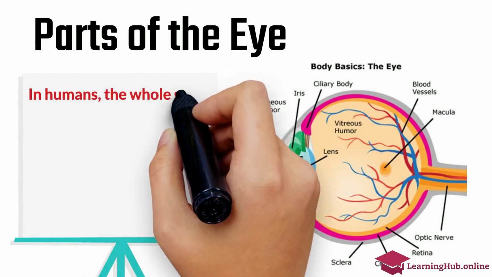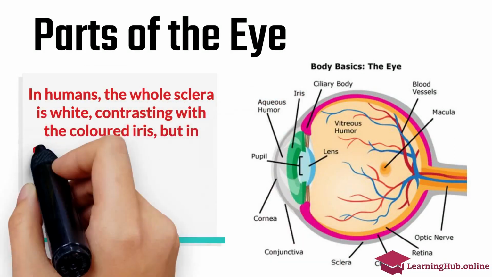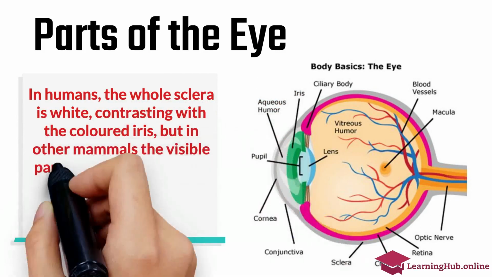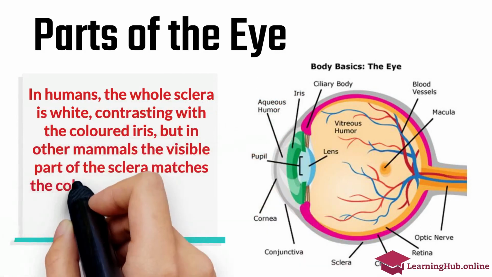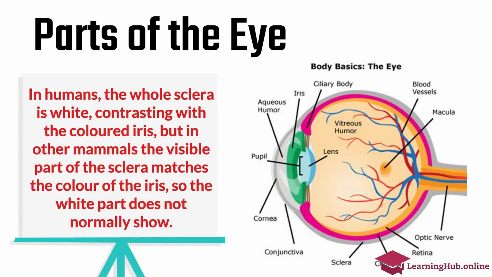In humans, the whole sclera is white, contrasting with the colored iris, but in other mammals, the visible part of the sclera matches the color of the iris, so the white part does not normally show.